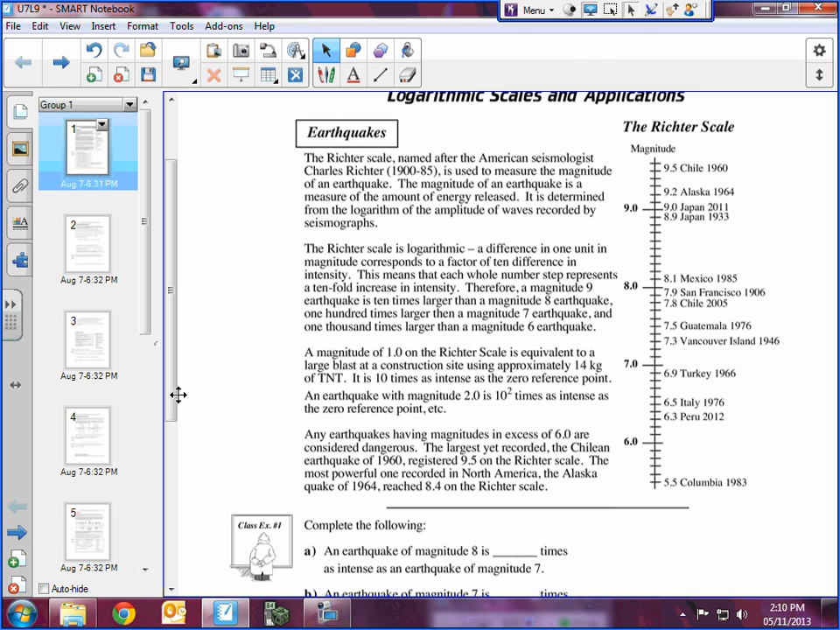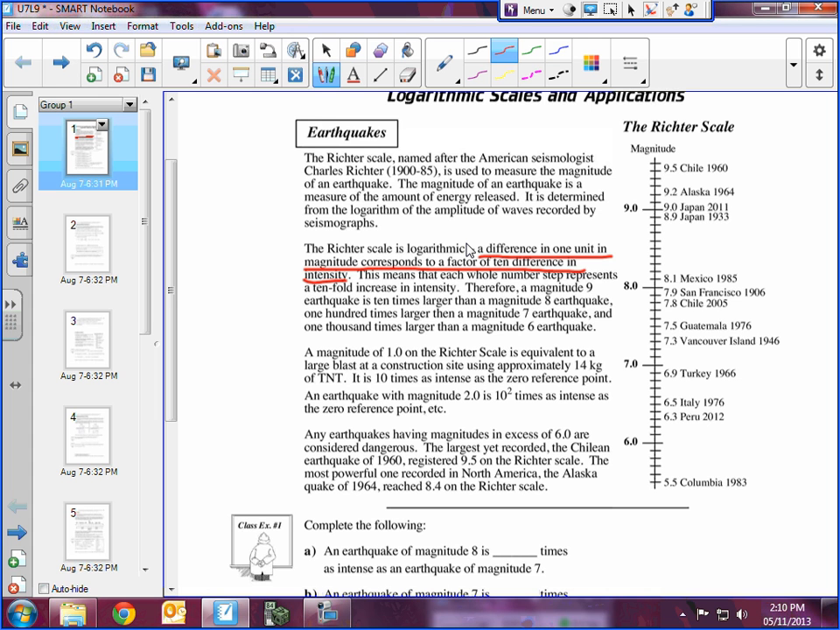A difference of 1 unit in magnitude corresponds to a factor of 10. What is that called? Difference in intensity. Okay, so every 1 unit in magnitude is 10 times different in intensity. One whole number represents a tenfold increase in intensity. Therefore, a magnitude of 9 is 10 times larger than a magnitude of 8. Does that kind of make sense?